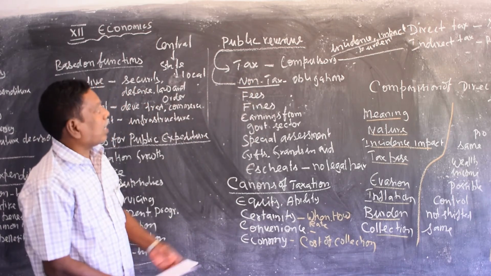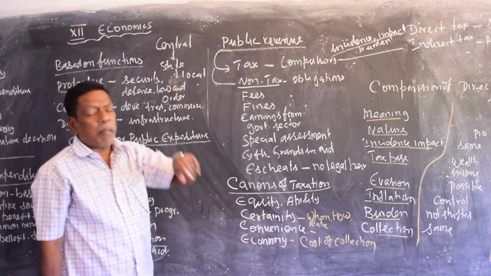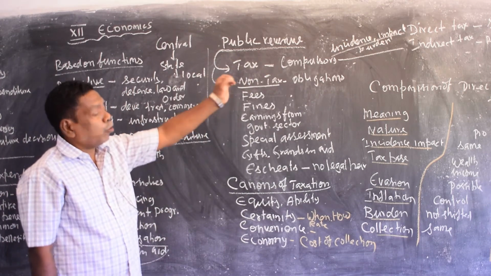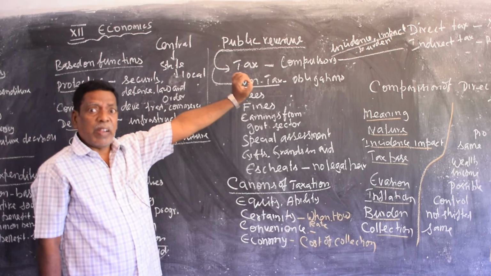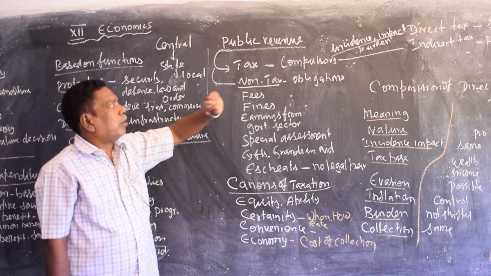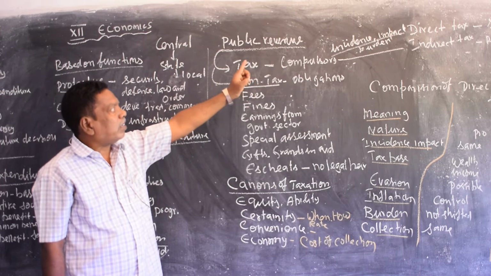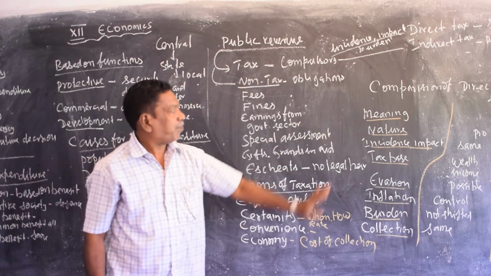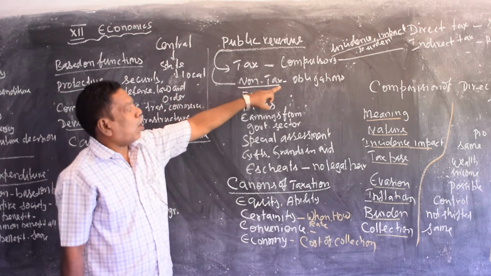Now we'll take what is tax revenue. Tax is a compulsory payment by a person to the authorities, levied by the public authorities. The citizen or person has to pay. It is a compulsory payment. We cannot avoid it.